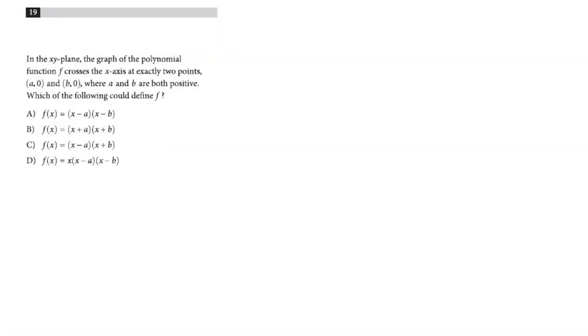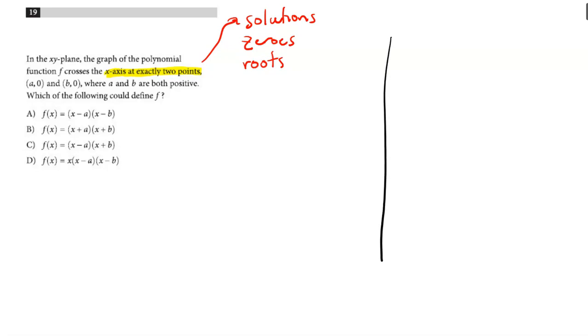In the xy plane, the graph of a polynomial function f crosses the x-axis at exactly 2 points, (a, 0) and (b, 0), where a and b are both positive. Which of the following could define f? A key thing you need to know is that if you cross the x-axis at exactly 2 points, these are called solutions, or sometimes zeros, or roots. They all mean the same thing: it's where you cross the x-axis. Since a and b are both positive, both of our solutions are going to be over here on the positive x side.